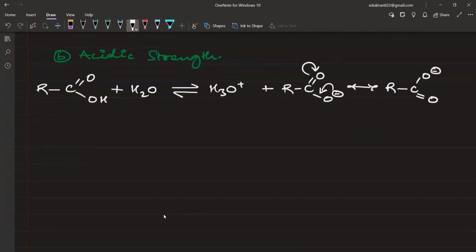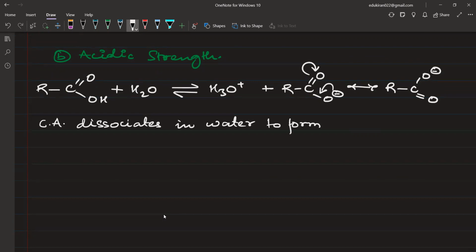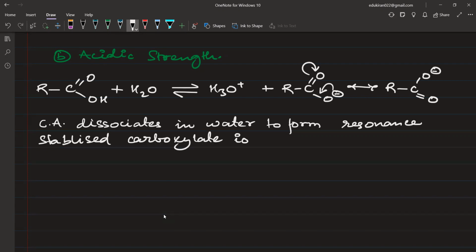So please write: carboxylic acid dissociates in water to form a resonance stabilized carboxylate ion and hydronium ion. Hydronium ion is H3O plus. Okay, that is the reason.